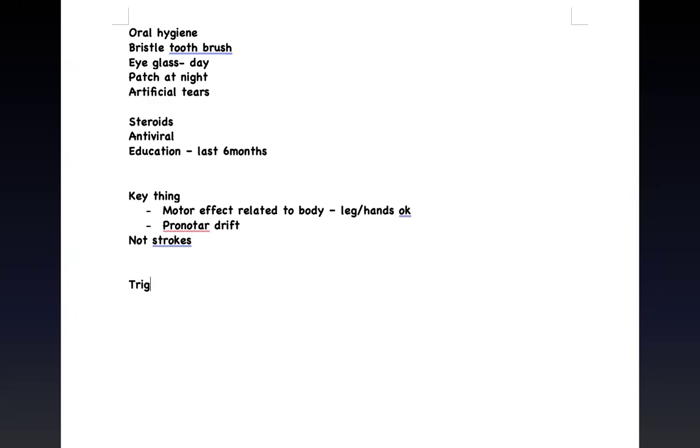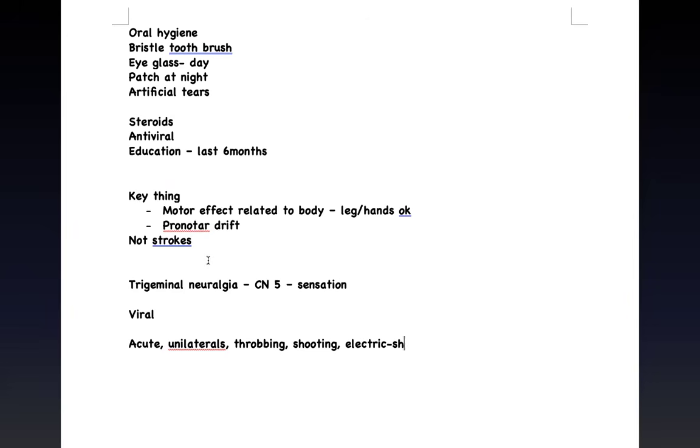Trigeminal neuralgia. This is cranial nerve 5. Its main function is sensation. Therefore, if it's affected, sometimes also by viral symptoms, acute onset, and it's unilateral. What are you going to see? Keywords. You're going to have throbbing in your face. You're going to have shooting in your face. You're going to have some electric shock.